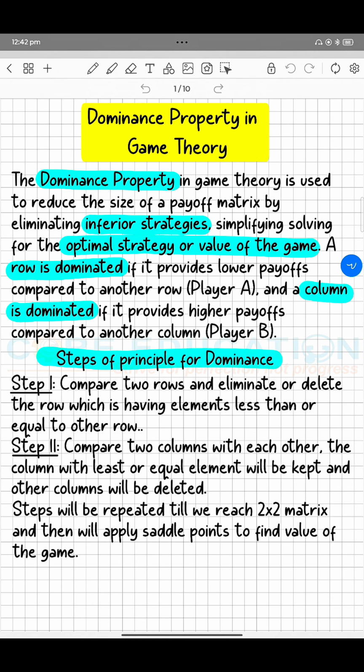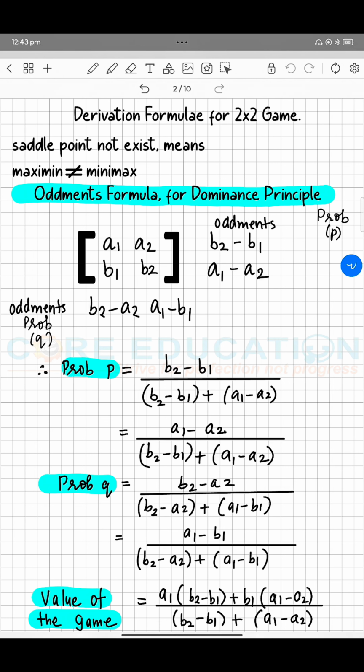The steps for the principle of dominance: first, compare two rows and eliminate the row which has elements less than or equal to another row. Second, compare two columns with each other and delete the column with the higher payoff compared to another column. Repeat these steps until we reach a 2 cross 2 matrix, and then apply the saddle point to find the value of the game. Derivation formula for a 2 cross 2 matrix: if a saddle point does not exist, it means maximin is not equal to minimax.